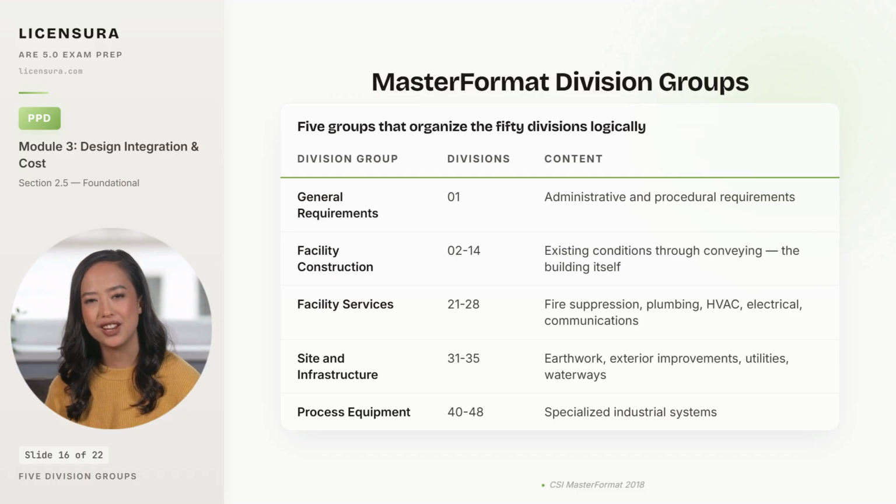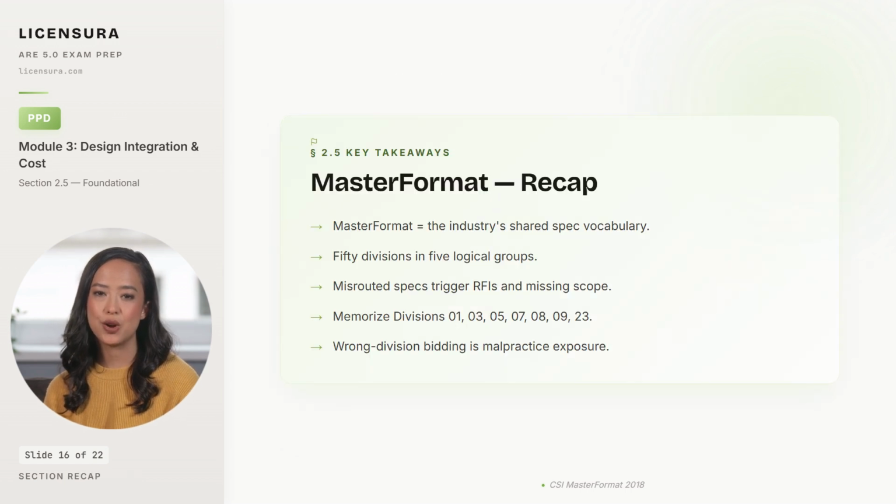Walk away with these 4 takeaways, and you will route any spec call to the right division. 4 takeaways on MasterFormat. MasterFormat is the industry's shared spec vocabulary. Every architect, contractor, supplier, and estimator organizes their work by these divisions, which is why you must know the structure cold. The 50 divisions are arranged in 5 logical groups: general requirements, facility construction, facility services, site and infrastructure, and process equipment. And once you see the grouping, the numbers stop feeling random.